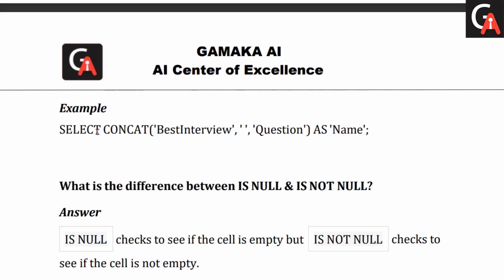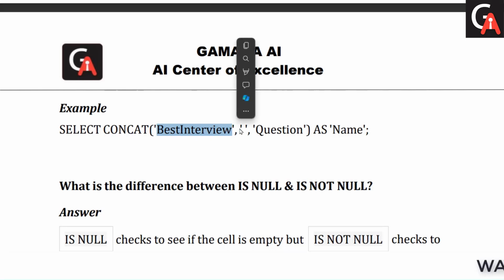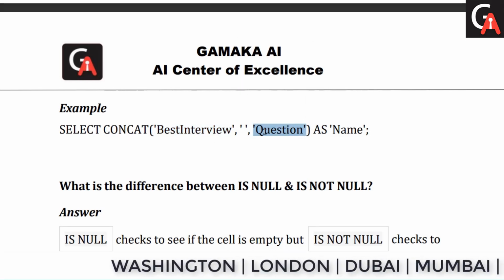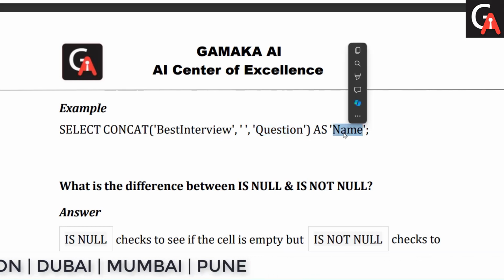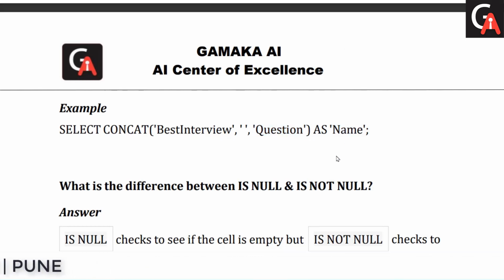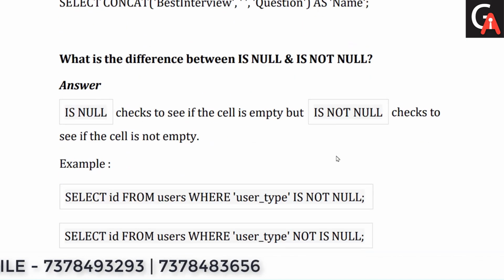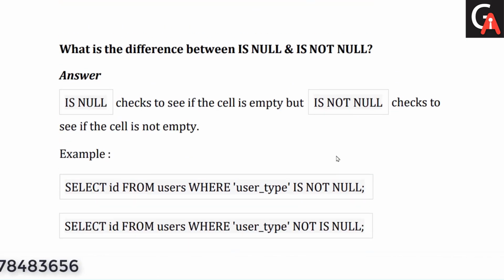Here we can see that this is the simple syntax we have. Select concat, the first string I'll provide, then a separator, then the second string. Okay, it will basically concatenate these two strings and form the new column. Clear guys? So this is the basic function we have, called concat. It concatenates two or more strings or two or more columns. Let's move towards the other question we have.